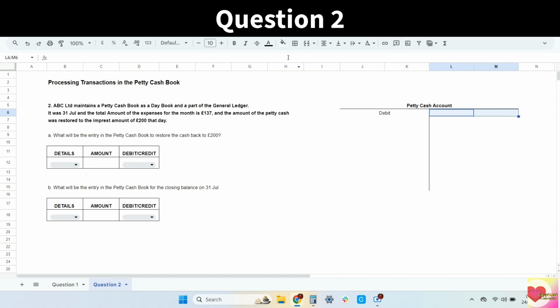Then let's analyze the question and enter all the given information to our petty cash account. It says here it was 31st of July and the amount of expenses for the month is 137. So it means this petty cash account is for the month of July. So let's enter the amount of the expenses here. Then let's enter expenses and the amount.